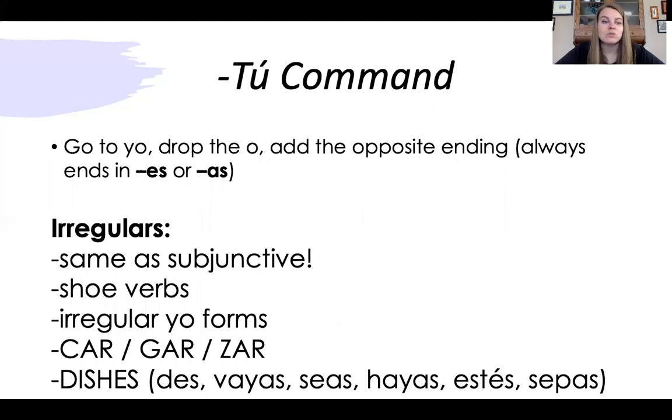Telling a friend not to do something, we go to yo, drop the O, add the opposite ending. So same idea as subjunctive. These always end in ES or AS, because those are the opposite endings that we're dealing with. And we have a lot of irregulars, but they're basically the same as the subjunctive. So we have shoe verbs that come into play here, because if we're going to yo, a shoe verb may apply there. We have irregular yo forms, of course, because we're going to the yo form, and so it will be based off of that. Car, gar, zar forms also apply here, and the dish verbs. So no des, no vayas, no seas, etc.